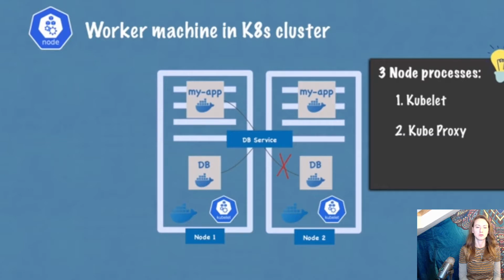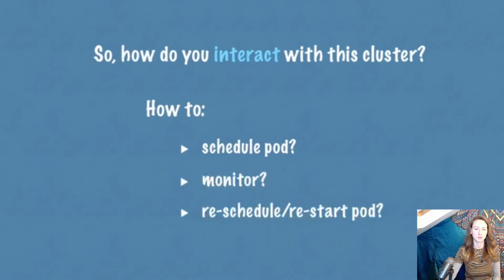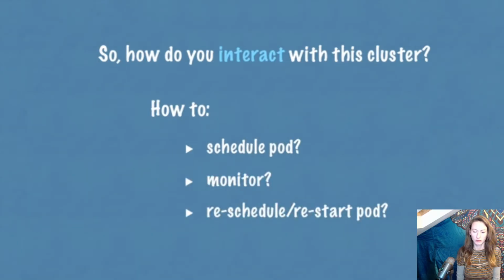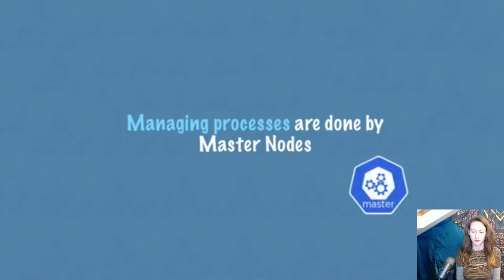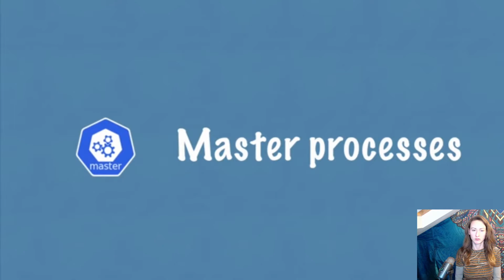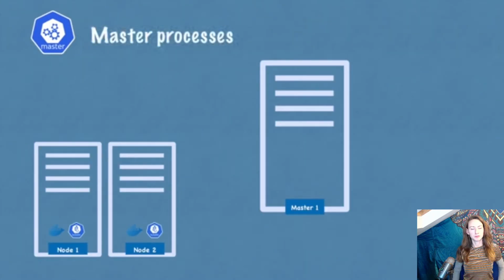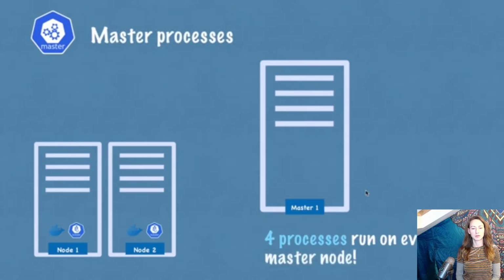But now the question is, how do you interact with this cluster? Or how do you decide on which node a new application pod or database pod should be scheduled? Or if a replica pod dies, what process actually monitors it and then reschedules it or restarts it again? Or when we add another server, how does it join the cluster to become another node and get pods and other components created on it? And the answer is, all these managing processes are done by master nodes. So master servers or master nodes have completely different processes running inside. And these are 4 processes that run on every master node that control the cluster state and the worker nodes as well.